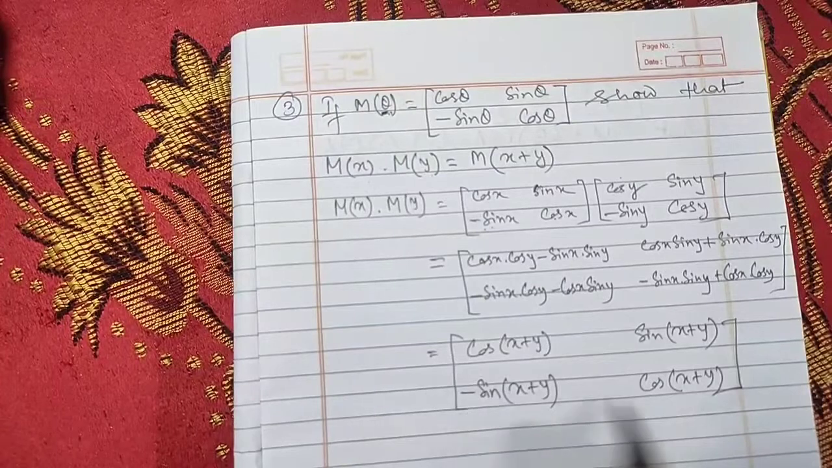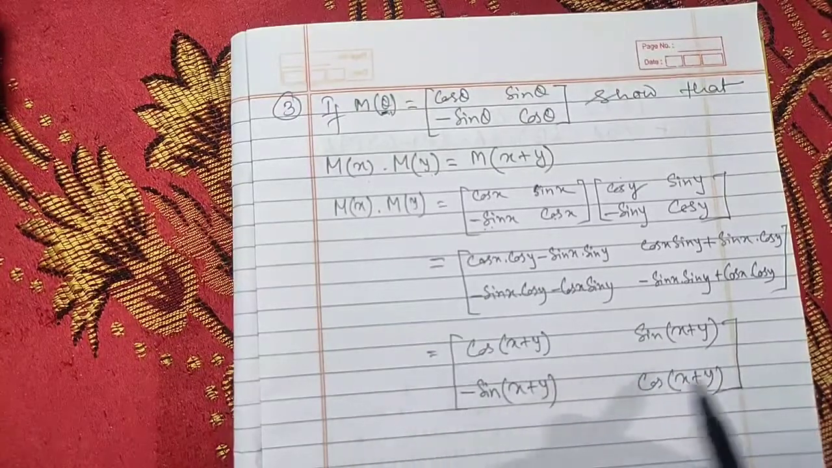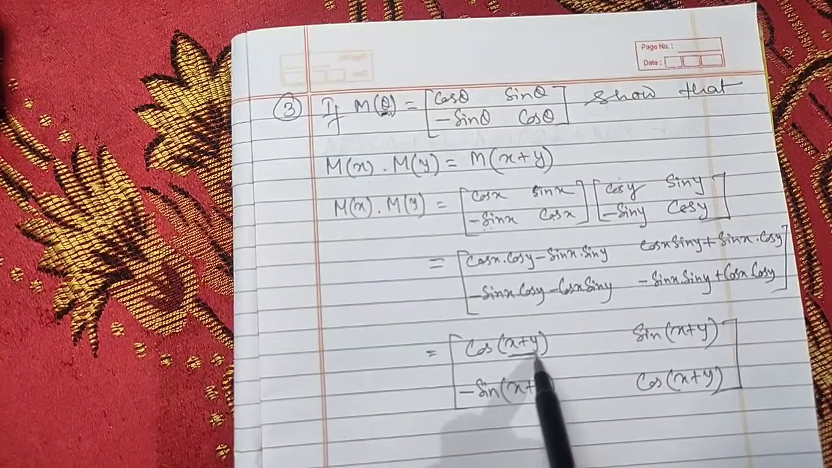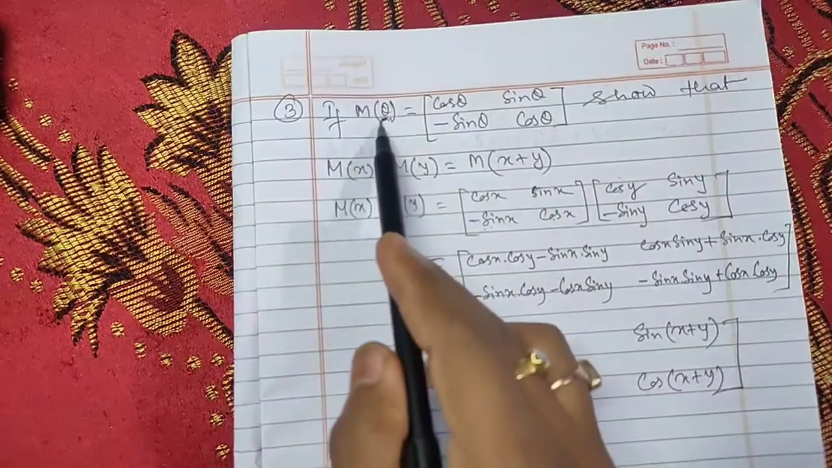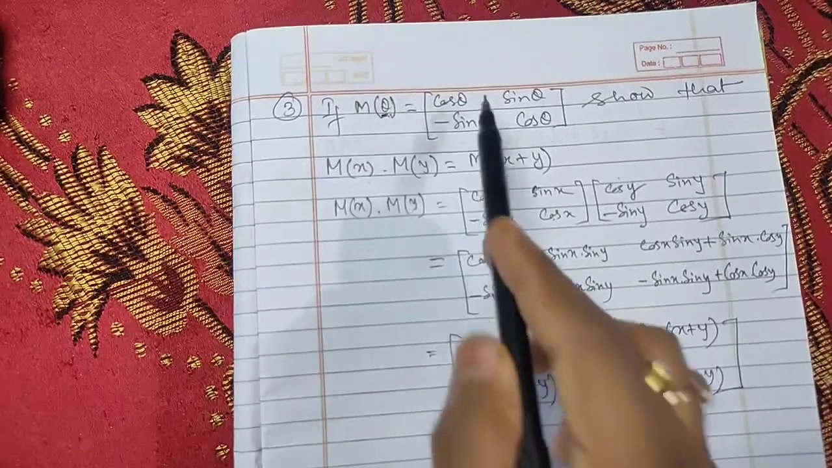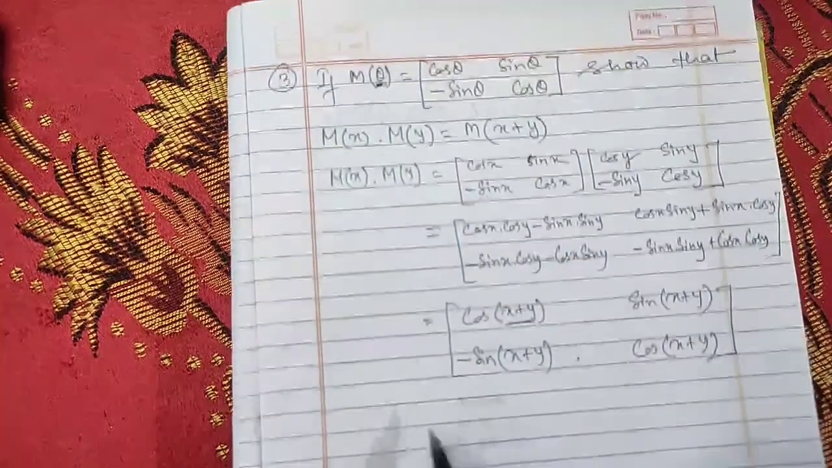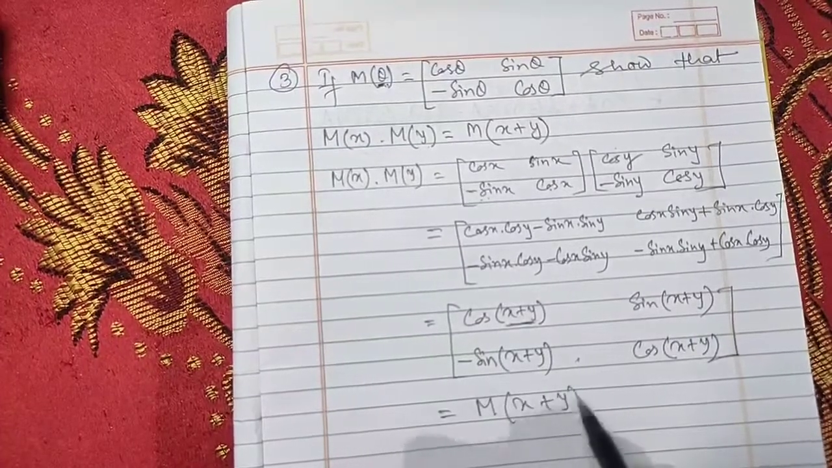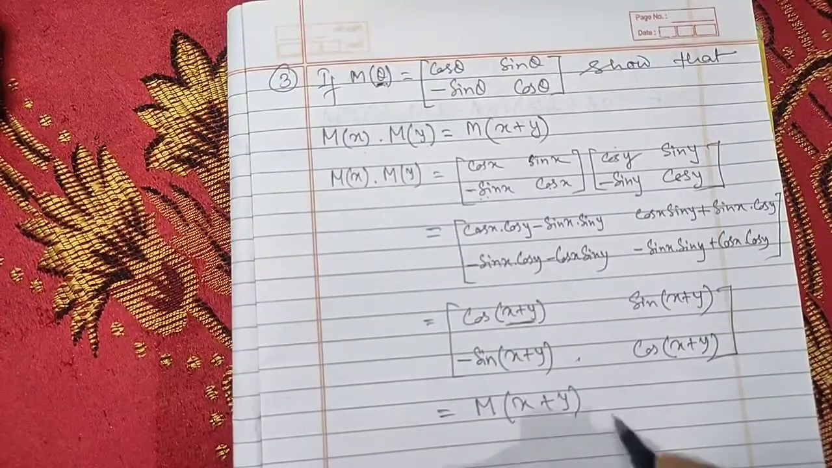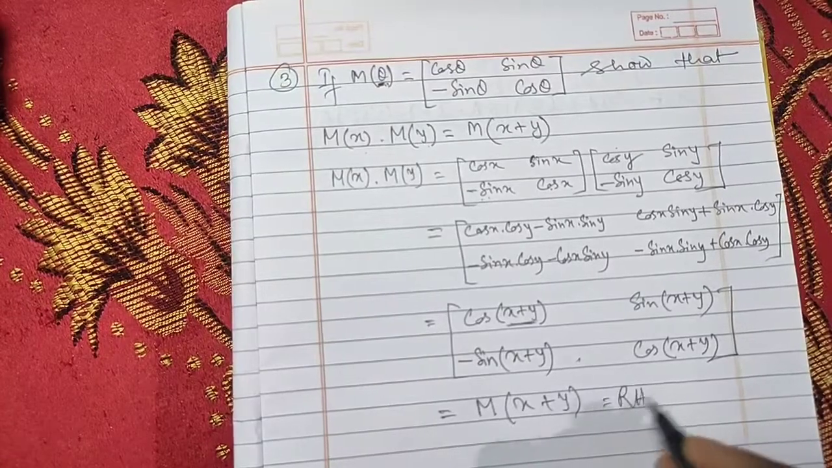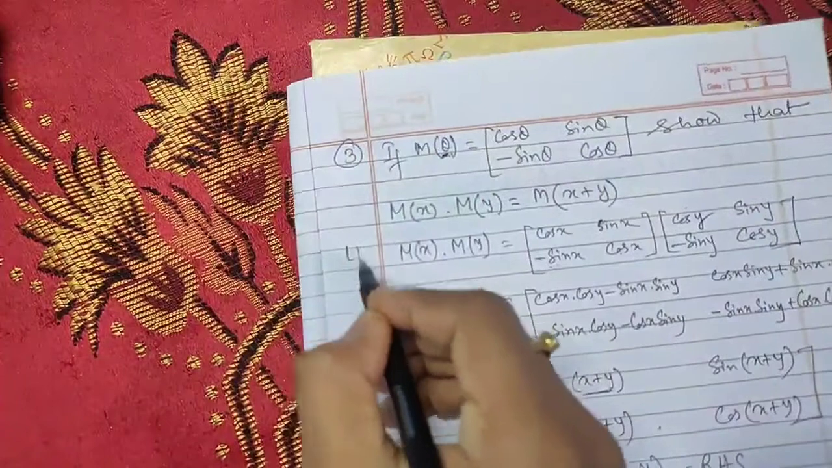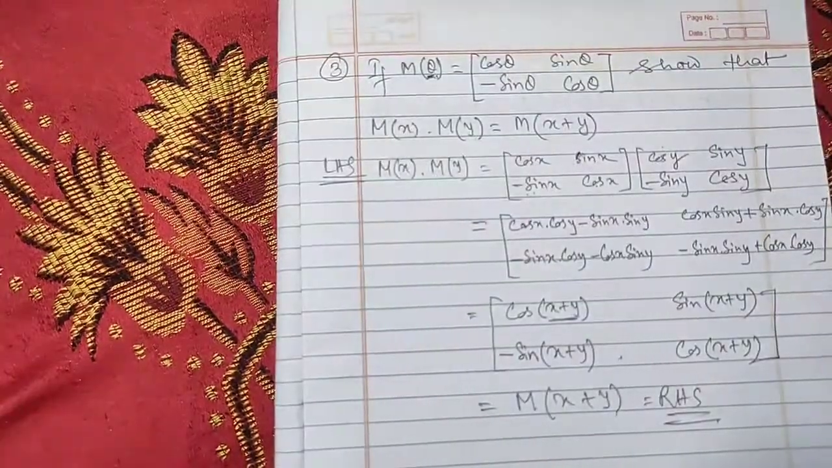Now check, here it is coming this, that means in place of theta, if you put x plus y, the same result is coming. That means you can write this one as M of x plus y equals to RHS. Right here LHS. So LHS equals to RHS, proved.